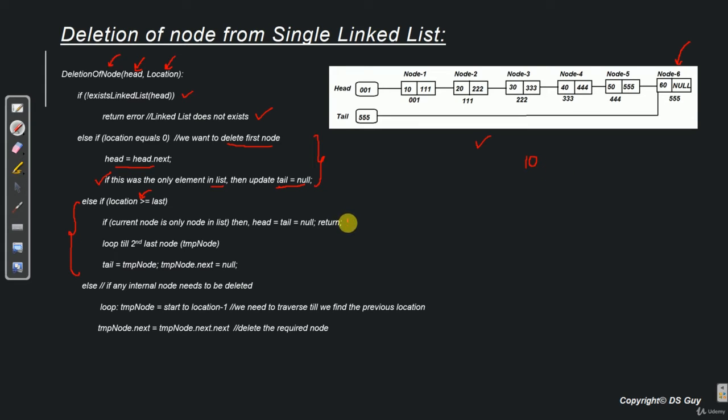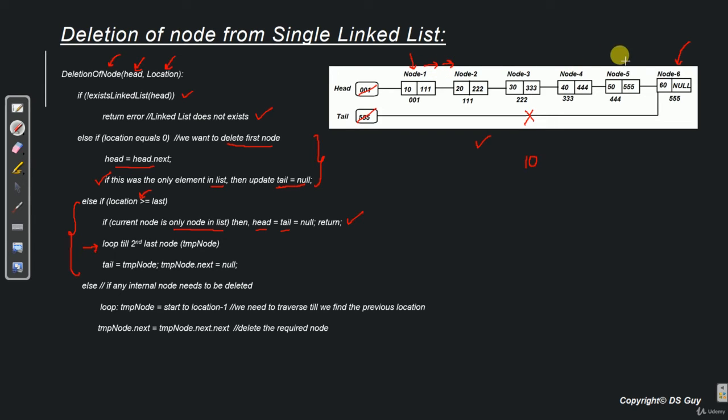So the first subcondition says that if the current node is the only node in the list, in that case we update head and tail. That is, we update head with a null value and tail with a null value. So automatically this link gets destroyed and node 6 becomes eligible for garbage collection. Now the second subcondition is that if node 6, the last node, is not the only node in the list, in that case we loop till the second last node. So we start from node 1 and keep going towards the right.